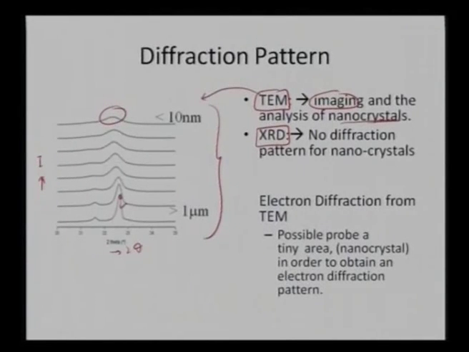So what I can get from electron diffraction is, I can probe a very small area, even a nano crystal, and I can obtain an electron diffraction pattern, because now my beam is much more refined. I am letting electrons interact with the material instead of X-rays. X-rays will interact with the cloud of electrons or the atom as a whole.